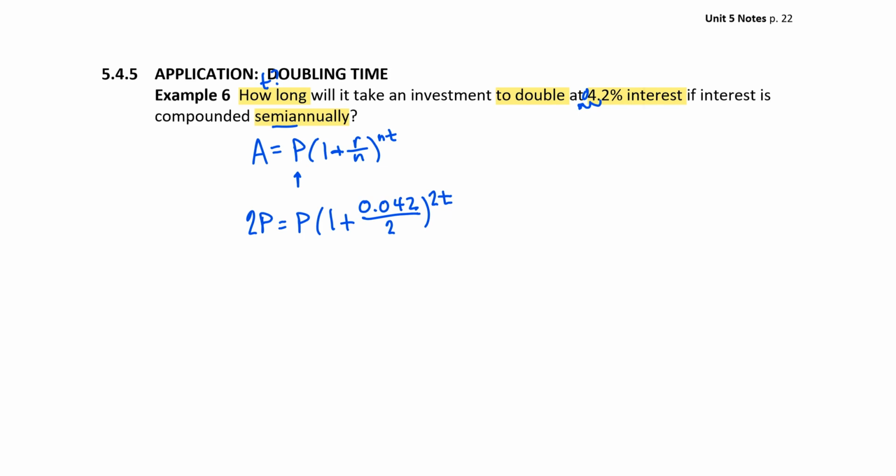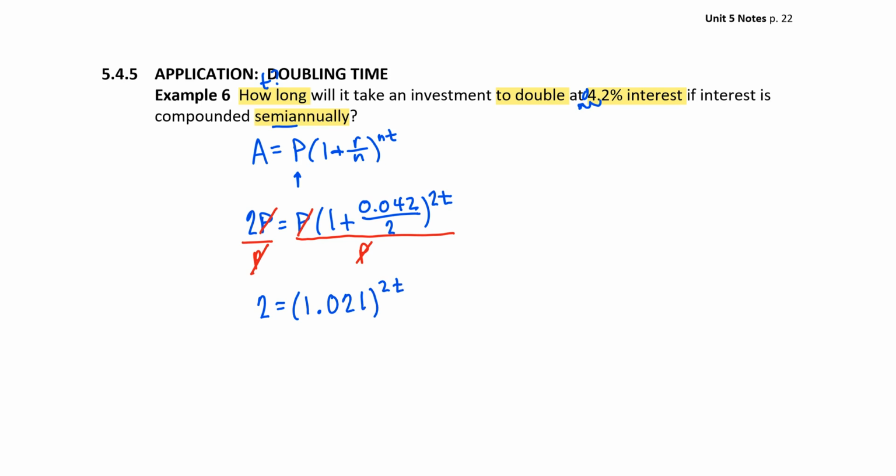So to solve this for t, the first thing I'm going to do is divide both sides by P. So the P cancels on both sides. Again, this shows that the answer to this problem is independent of the initial amount. So it's going to take the same amount of time for $1 to grow to $2 as it is for $1 million to grow to $2 million. Now, if we simplify this base here, 0.042 divided by 2 is 0.021, and if we add 1 to that, we get 1.021 raised to the 2t.